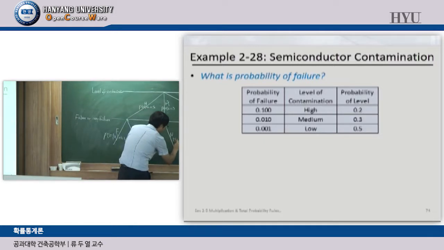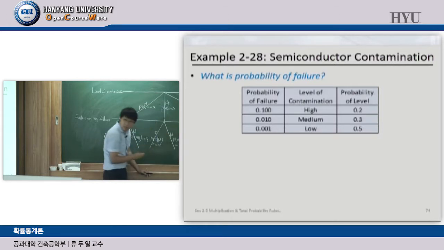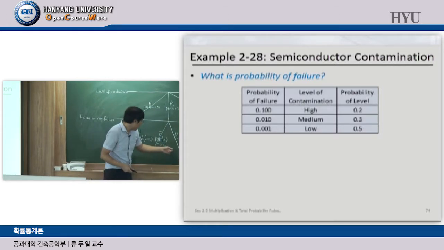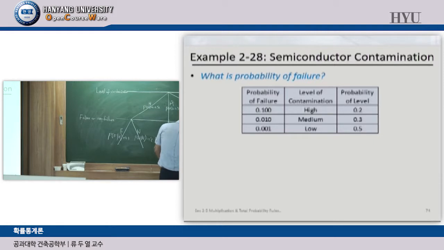And the conditional probability of non-failure given medium level of contamination equals 0.99, right? In this case, the summation of these two conditional probabilities should be equal to 1. So 1 minus 0.01 is 0.99, okay? And in this case, we also have two options. First one is the failure, and the other one is non-failure. And we can apply the conditional probability as well.